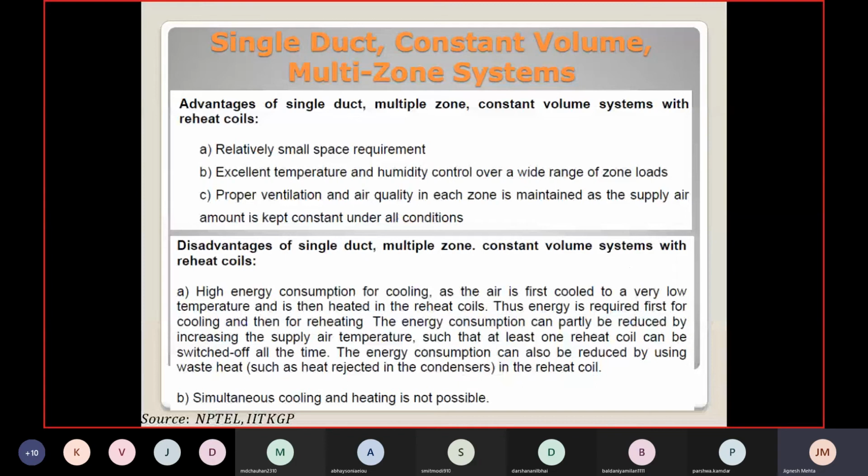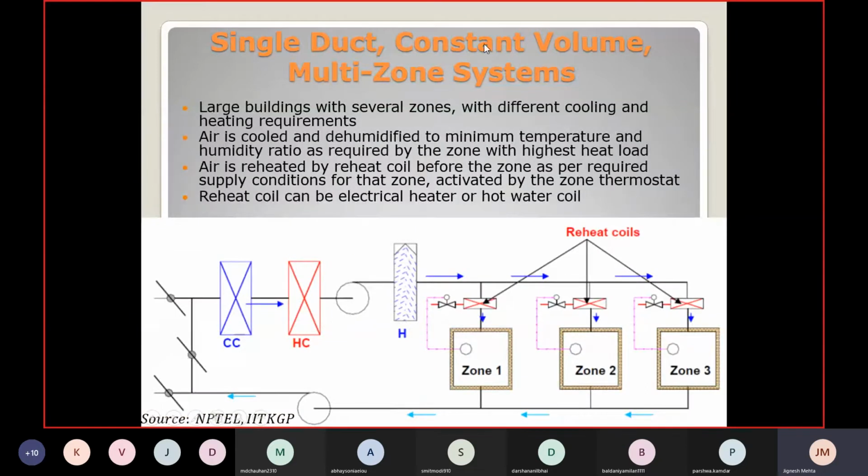Then this single duct constant volume multi-zone system, what are the advantages of that? The space requirement is relatively low, there is excellent temperature and humidity control over a wide range of zone loads, and proper ventilation and air quality in each zone is maintained as the supply air amount is kept constant under all conditions. So when you are talking about constant volume systems, the amount of air which is handled by this blower is the same.